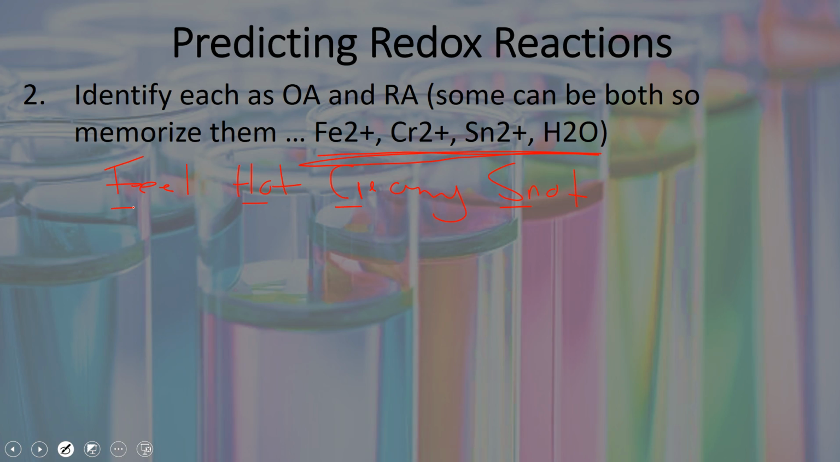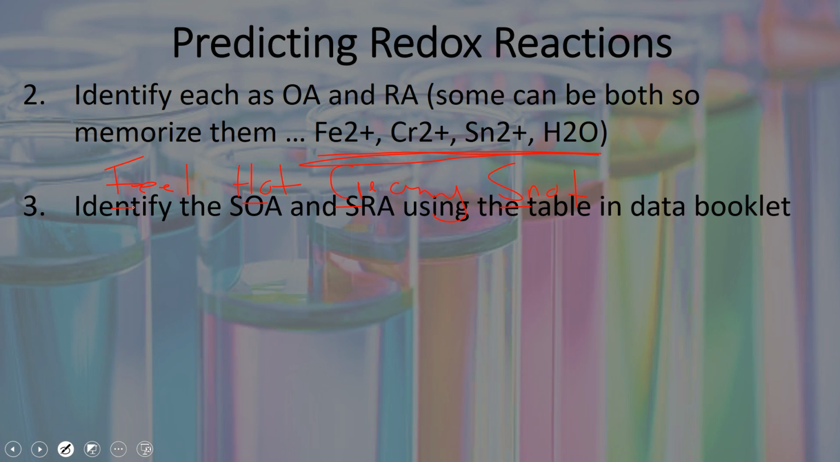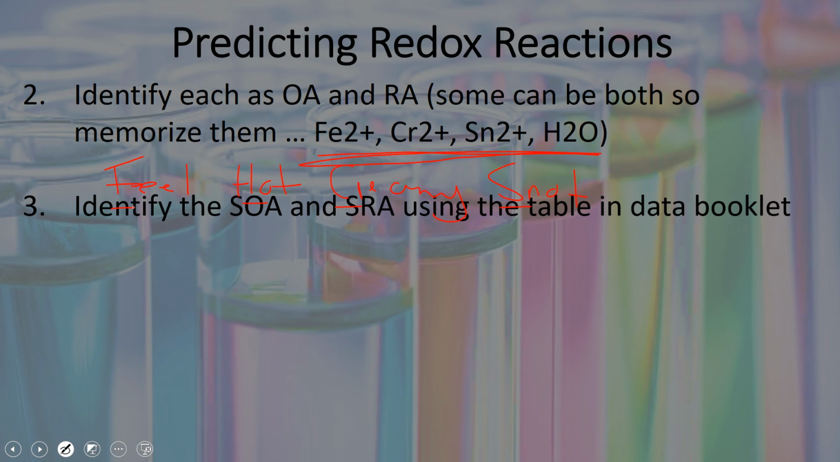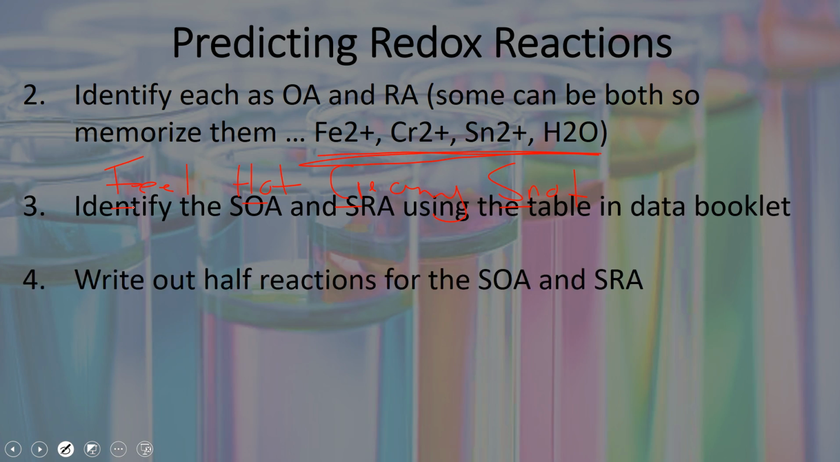Okay. Once you've written out which are OAs and which are RAs, you have to identify which of all of those compounds or ions that are in there is the strongest oxidizing agent and which is the strongest reducing agent. Once you find that out, obviously, those will be the 2 that react, essentially ignoring the rest as spectator ions. You use your data booklet to identify which is the strongest and which is the weakest. We're assuming that these reactions are occurring under the conditions that the data booklet has described.